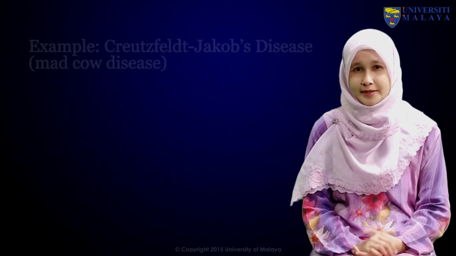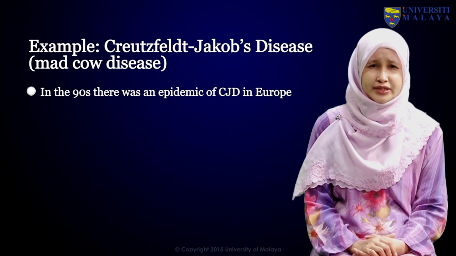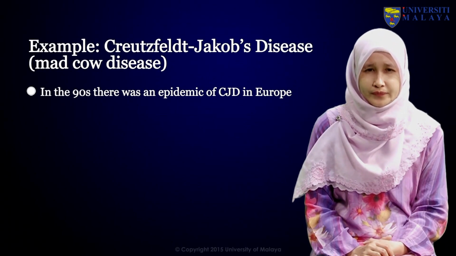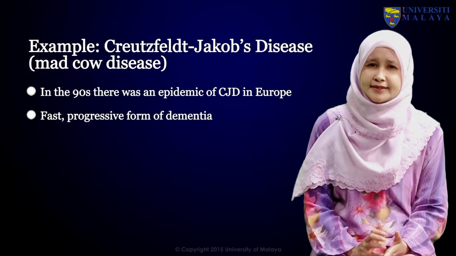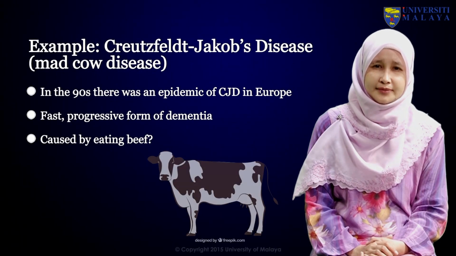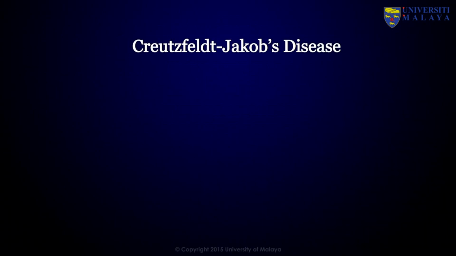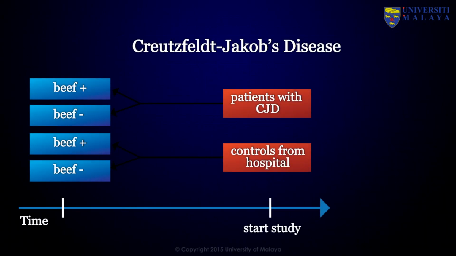Example: in the 90s, there was an epidemic of CJD in Europe. CJD is a fast progressive form of dementia. This disease was caused by eating infected beef. Patients with CJD were selected and compared with non-CJD patients. Then, patients' history of beef consumption was questioned. So, case control is retrospective in nature.